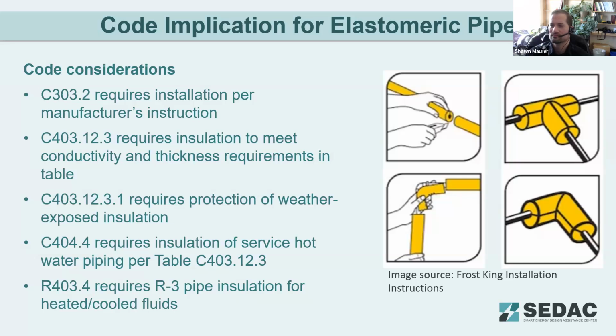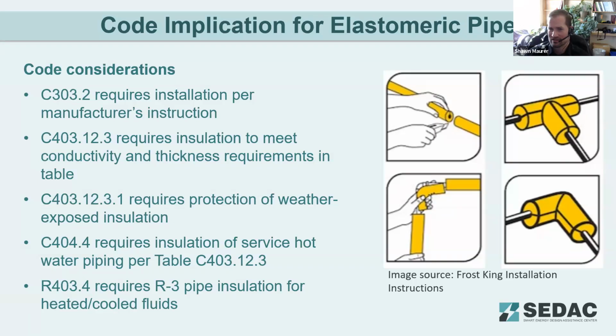So again, looking back to C403.12.3, you have a required insulation thickness and conductivity. If you're compressing that insulation or stretching it apart, that elastomeric insulation, when you stretch it, thins out, which reduces its R value. When you compress it, you're compressing out the air pockets and things in that insulation that give it its R value. So again, you're not getting the same performance.